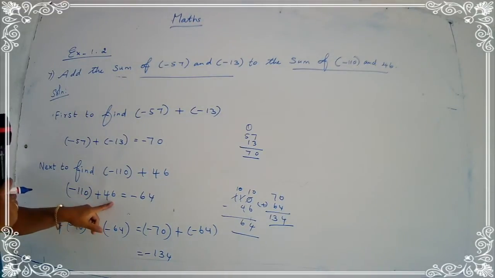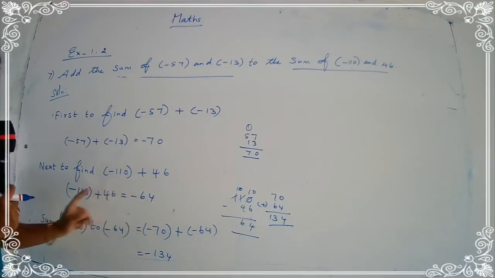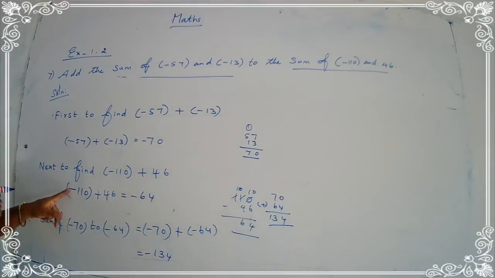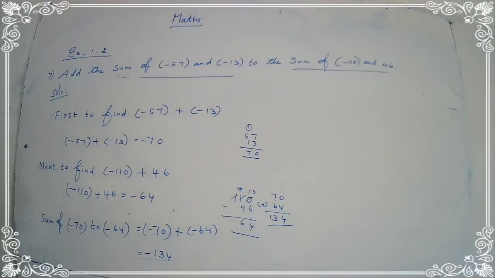Okay. So 110 minus 46 is equal to, your answer is 64. With 64, that is minus. So the greater value sign is minus. So that's why your answer is minus 64.